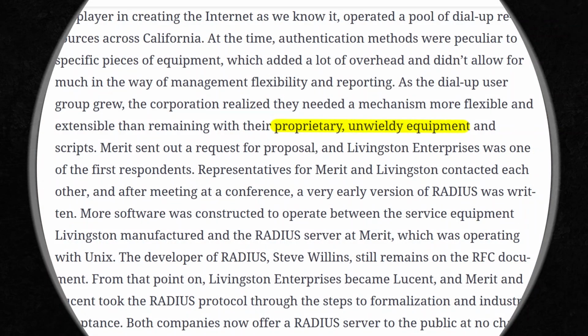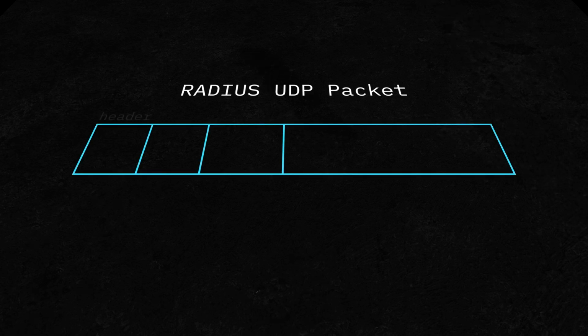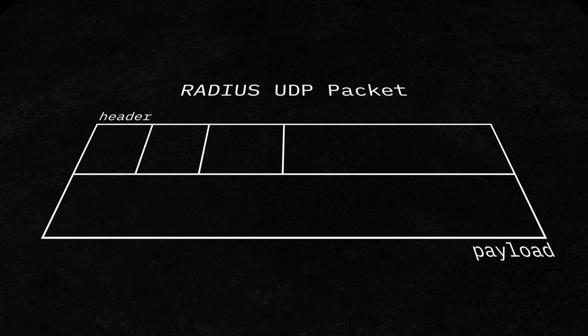This led to confusing and complex scripts that attempted to automate the process. RADIUS provides a standardized way of handling this information. The RADIUS protocol uses UDP to transfer packets that are made up of four header sections and a payload supporting over 50 attribute value pairs.